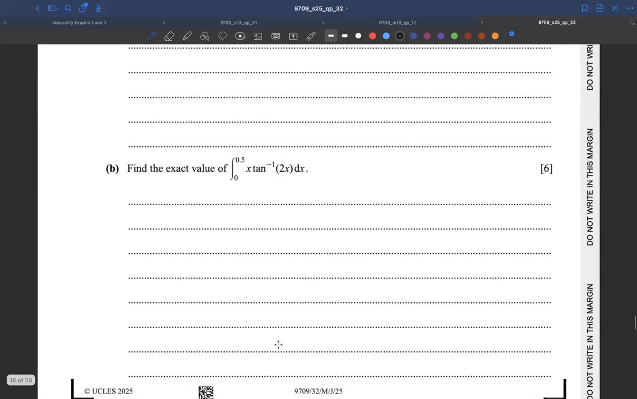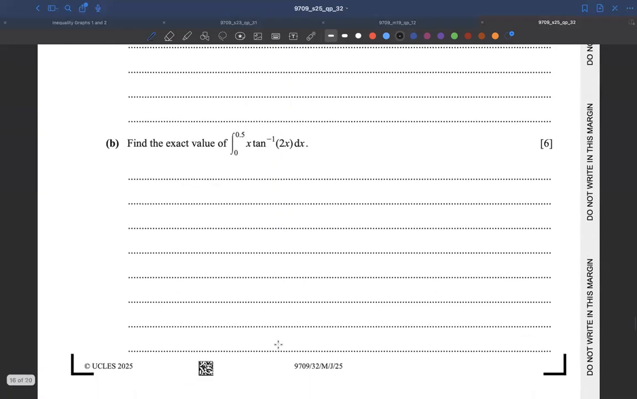Now in part B, we have to find the exact value of the integral of x tan inverse of 2x dx. So we'll have to use integration by parts over here. We know that if we have the term 1 upon x square plus a square, when we integrate this, we get 1 upon a tan inverse of x upon a. So the integration of this term we know, and we cannot integrate tan inverse of 2x.